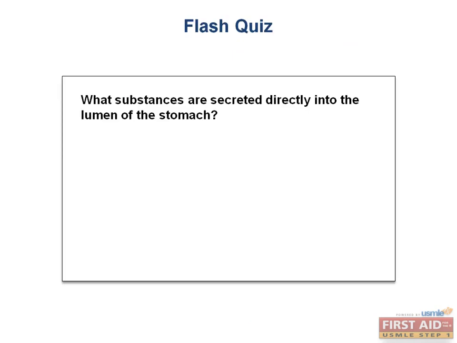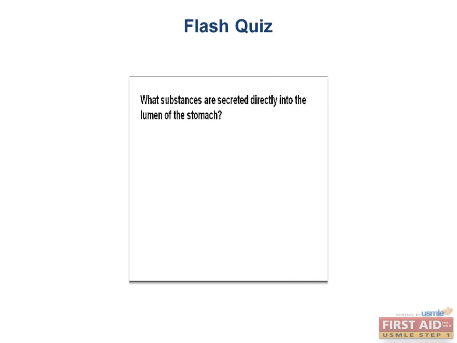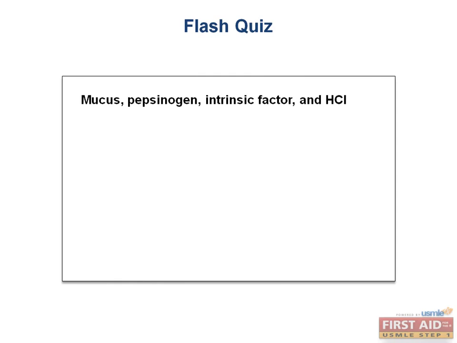Okay, let's do another flash quiz to make sure we understand what we've just gone over. What substances are secreted directly into the lumen of the stomach? That's right. As you recall, it's mucus, pepsinogen, intrinsic factor, as well as HCl are all secreted into the lumen of the stomach.